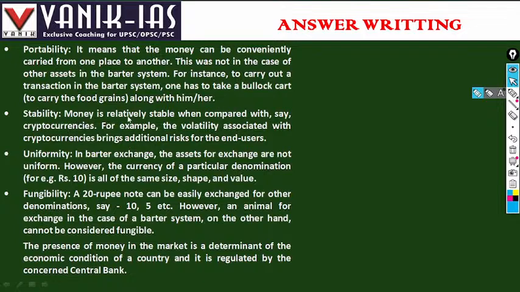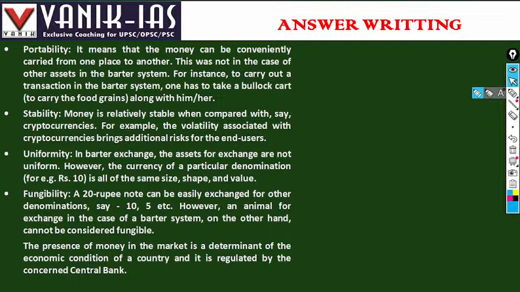Money stability is another factor. Money is relatively stable when compared with, say, cryptocurrency. For example, the volatility associated with cryptocurrency brings additional risk for the end user. But money is unlike that, so it is not that unstable. So, stability is there in money.